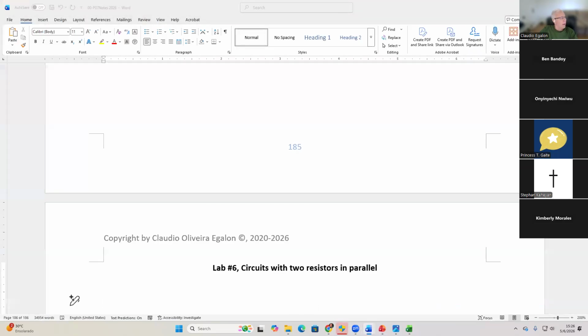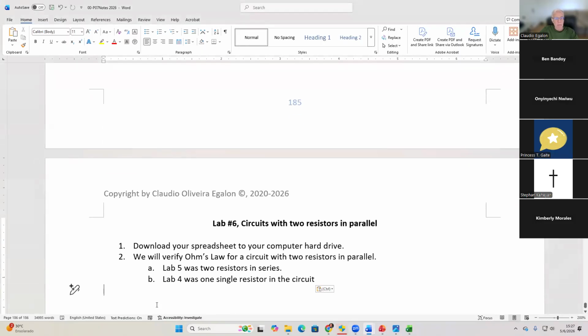So the first thing that you gotta do is to download your spreadsheet to your computer hard drive. What we are going to do is verify Ohm's law for a circuit with two resistors. And what is the difference from the previous lab? Lab 5, we used two resistors in series and verified Ohm's law as well. And lab 4, we also verified Ohm's law, but we used just a single resistor. That's the simplest circuit that you will ever see.